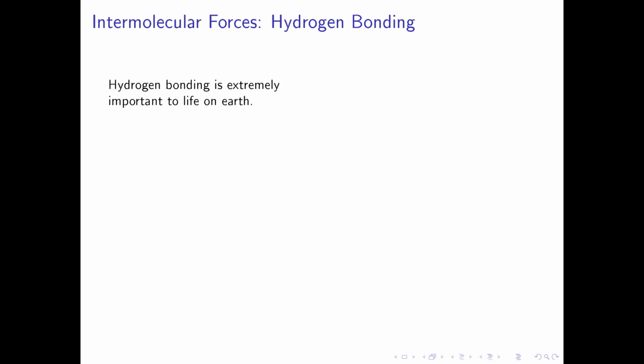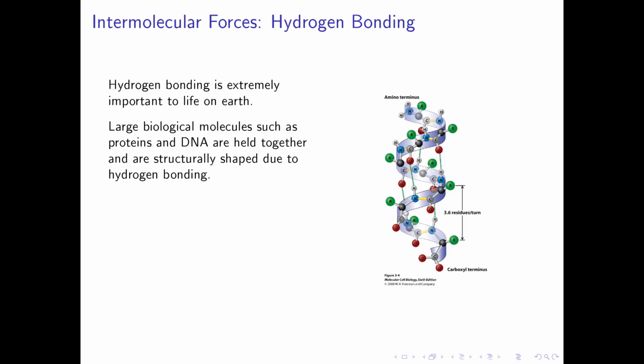Hydrogen bonding is extremely important to life on Earth. In fact, without the phenomenon of hydrogen bonding, there would be no life on Earth. Let's consider several examples of why this is. First, large biological molecules, such as proteins and DNA, are held together and are structurally shaped due to hydrogen bonding. This can be seen in the image to the right, where the green dashed lines indicate hydrogen bonds between an NH group in one region of the protein and a CO group in another region. This gives rise to the alpha helical structure that's observed.